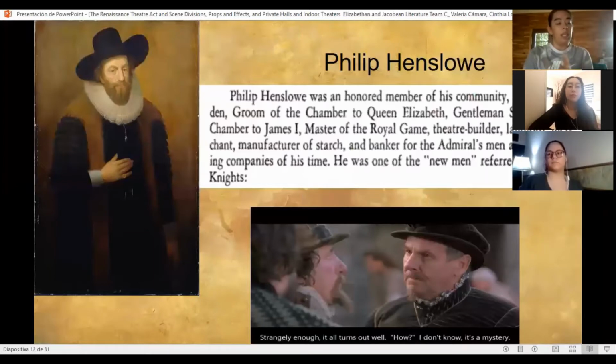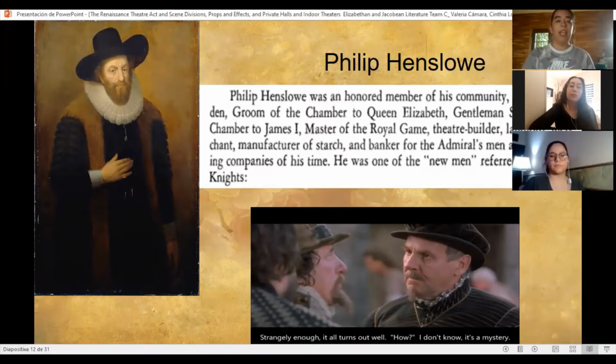So there was a manager producer named Philip Henslowe. He was a really important man. As we can see, and I quote, he was an honored member of his community, a church warden, groom of the chamber of Queen Elizabeth, gentleman's steward of the chambers of James I, master of the royal game, theater builder, landlord, merchant, manufacturer of starch, and a banker for the Admiral's Men and other acting companies of this time.